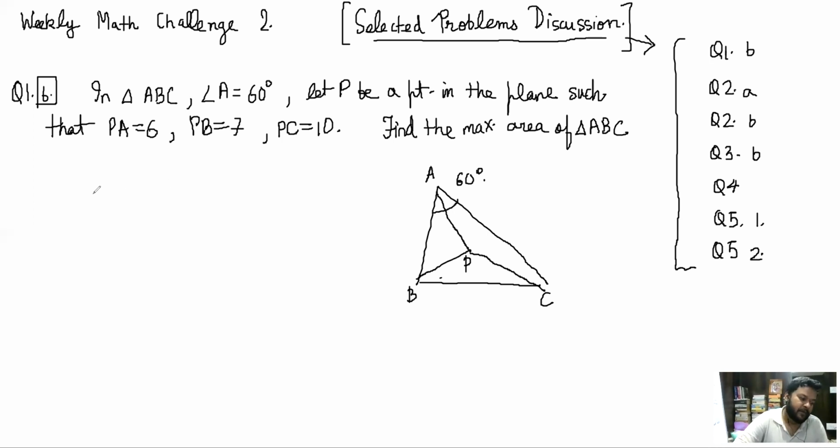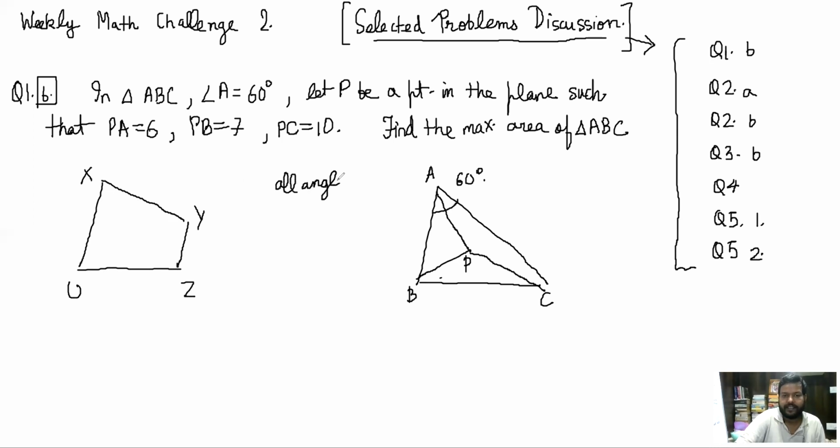So to solve this question, we need a particular theorem, and that theorem is coming from the cosine rule. So I'll just show you. Let's say we have a convex polygon, right? Convex quadrilateral, X, Y, Z, U, right? Convex means the angles are not greater than 180 degrees. All angles are less than 180 degrees.